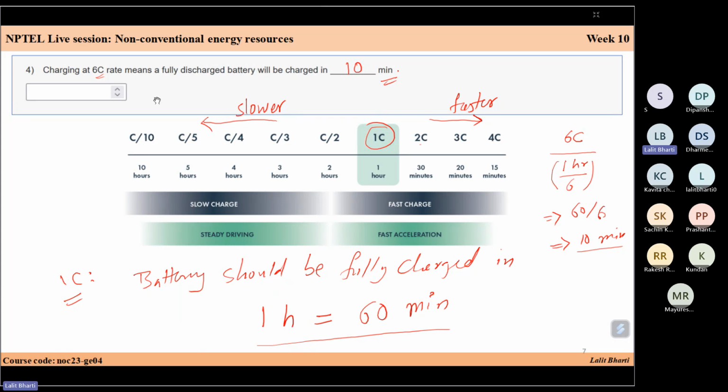So back to our question. If you have the rate of 6C, 6C means you are charging in 1/6 hour, which in minutes is 60/6, equal to 10 minutes. This is the formula you need to use, and whatever question is asked, you can just convert your C rates into minutes.